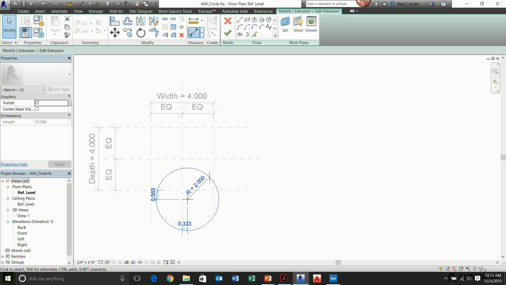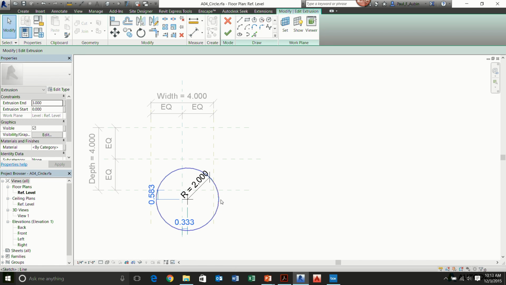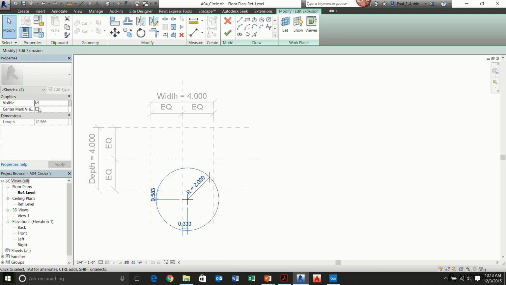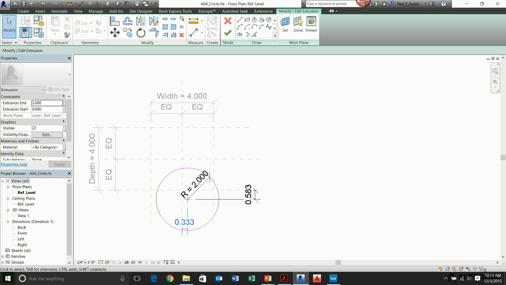All right, so if I put my own dimension, whoops, I missed. Oh, I don't have my center mark turned on. I'm looking at the radius thing. So that's the other reason to turn on the center mark, right? So if I put my own dimension, right? See how that automatic one goes away? If I align and lock, as soon as I lock it, see how the automatic one goes away?